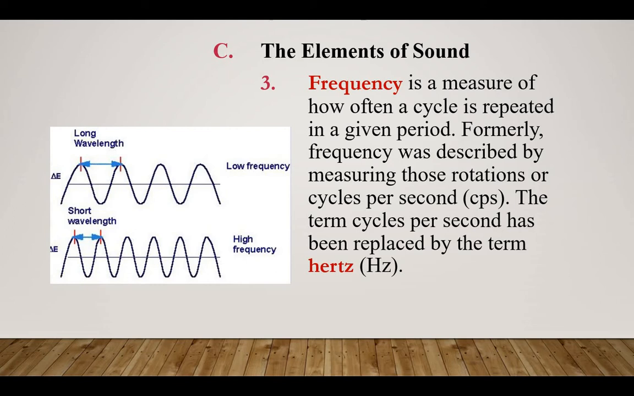Frequency is a measure of how often a cycle is repeated in a given period. Formerly, frequency was described by measuring those rotations in terms of cycles per second, or CPS. We still measure it that way, but we have another term that we use now. It's been replaced by hertz. So hertz basically means the same thing as cycles per second. How many instances per second that you have this measurement, this wave in the way that it's moving happening.